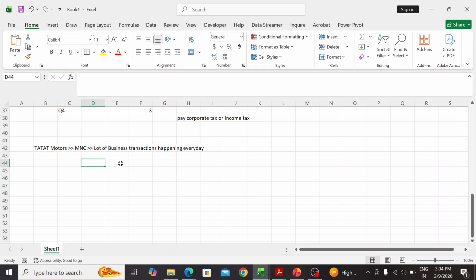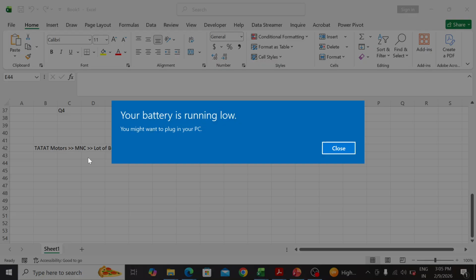Yeah. So, take Tata Motors as our example. It's an MNC. One second. Now my voice is breaking. Am I audible now? Audible, echo is coming. Battery is low.